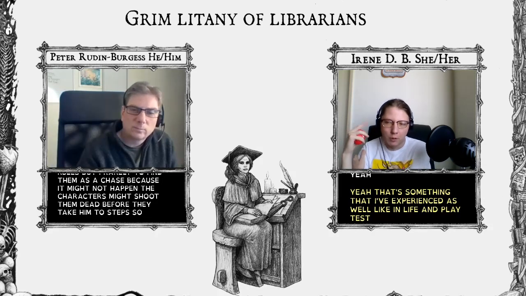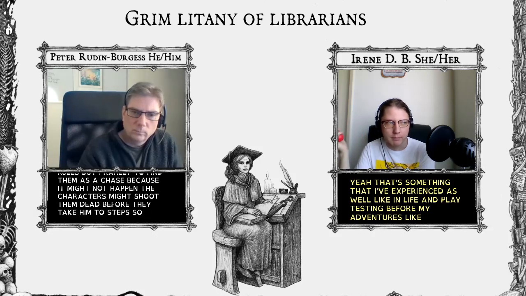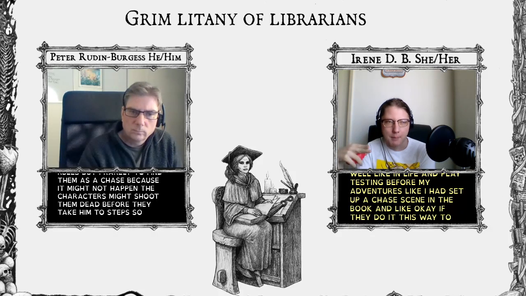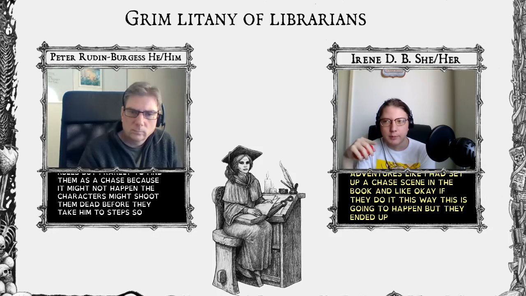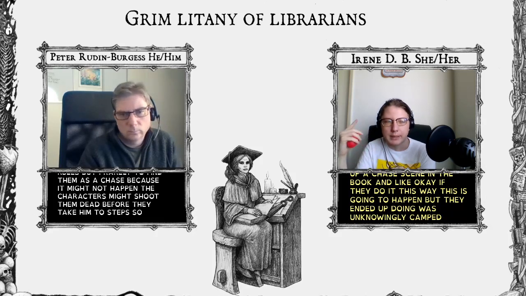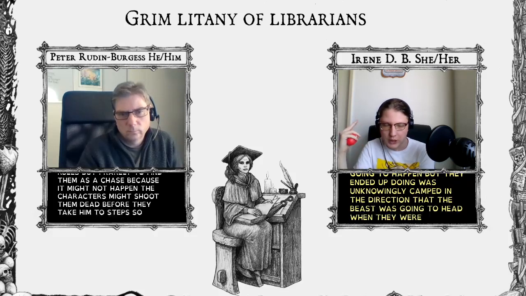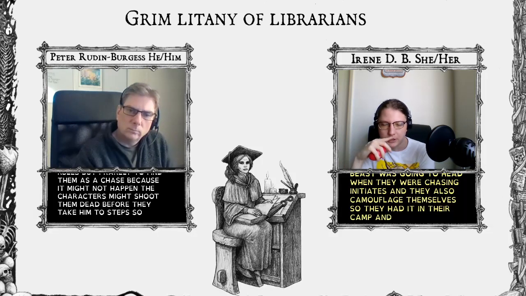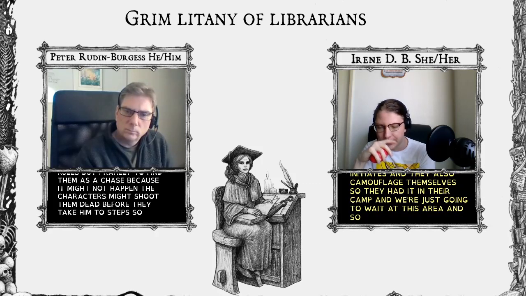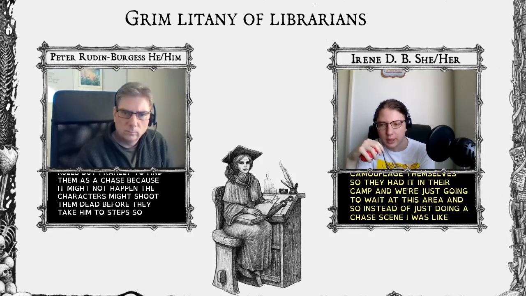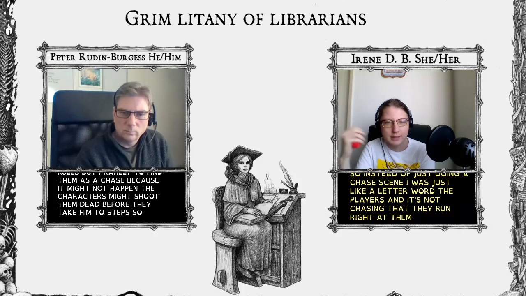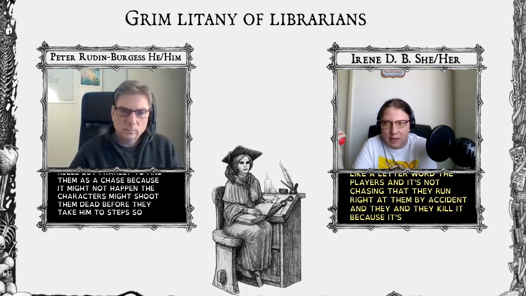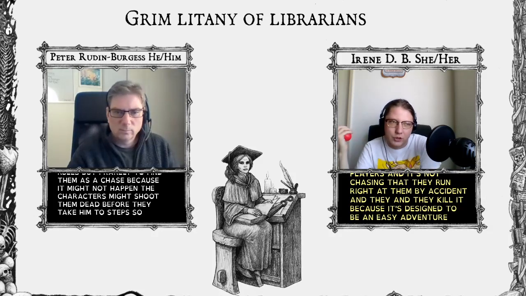In playtesting for my adventures, I had set up a chase scene in the book: okay, if they do it this way, this is going to happen. But what they ended up doing was they unknowingly camped in the direction that the beast was going to head when the chase initiates. They'd also camouflaged themselves, so they had basically hidden their camp and were just going to wait at this area. So instead of a chase scene, I said, okay, let's reward the players. It's not a chase scene; it runs right at them by accident, and then they kill it. It's the boss encounter of the adventure, but it's designed to be easy because it's an introductory adventure.